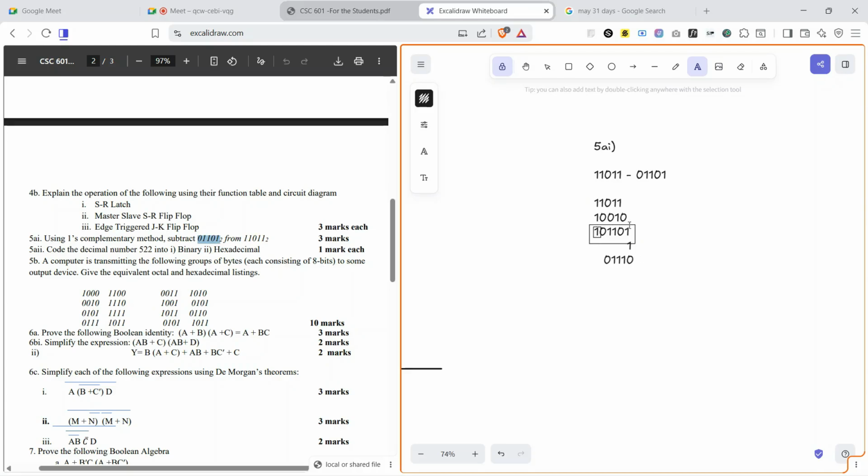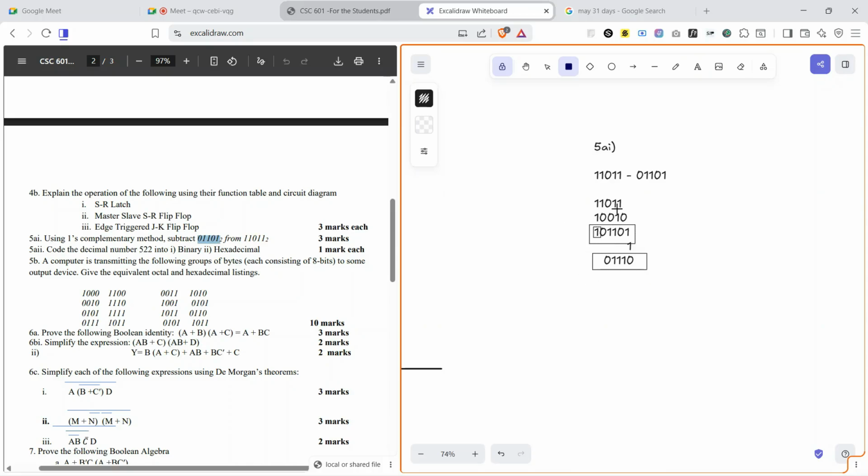Yeah. So I added this one here. So this is going to be 1, and this is going to be 10. Bringing this one here, this will be 1, then 1, 1, then this is 0. So this is going to be the answer of this one's complement.